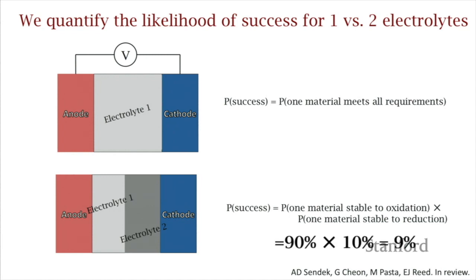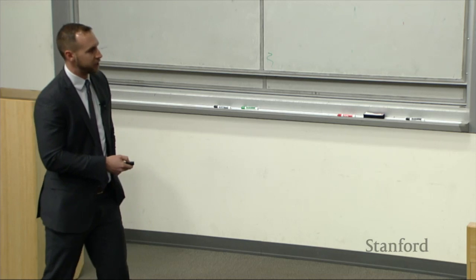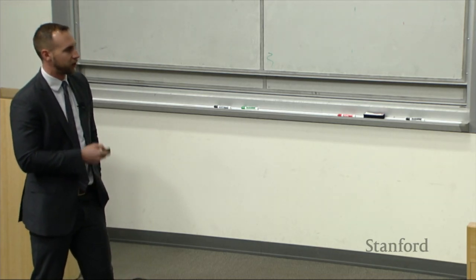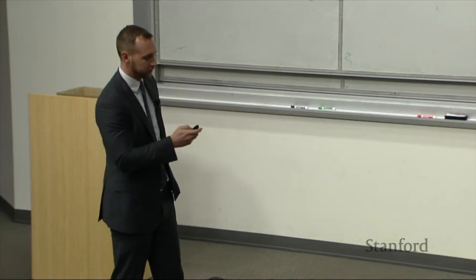So for the 2 electrolyte case, we find that the likelihood of getting the first criteria is about 90%. There's a lot of good materials for that that are fluoride based. And the likelihood of the second one is 10%. So the joint probability here is 9%. So that seems pretty good. And the reduction stable material is a nitride. So basically this 9% corresponds to a fluoride and a nitride-based dual electrolyte.